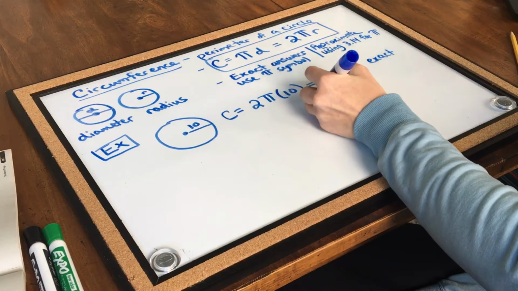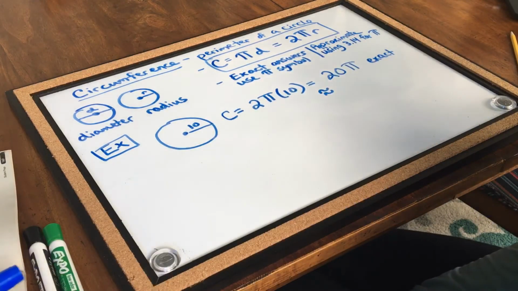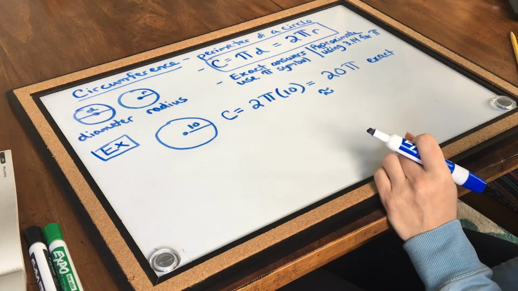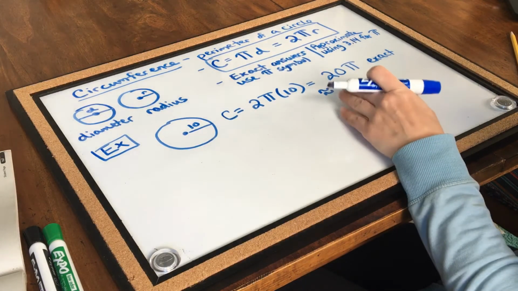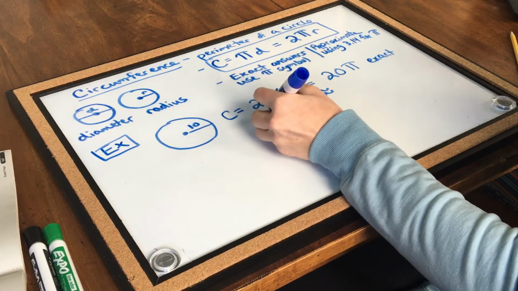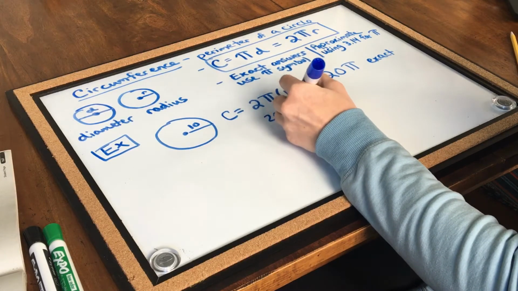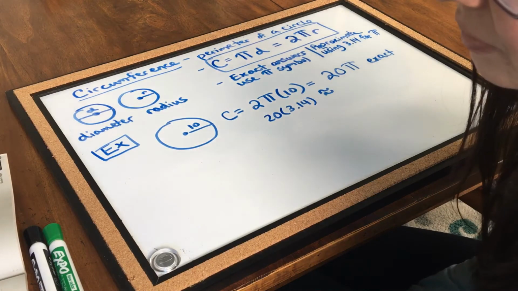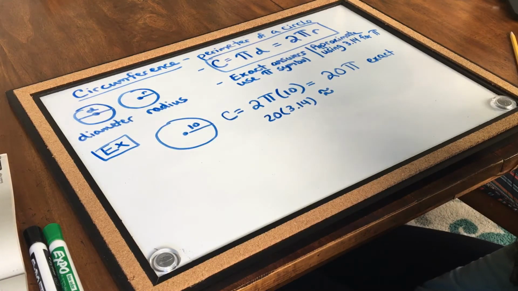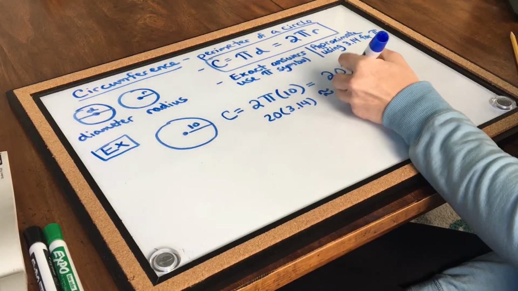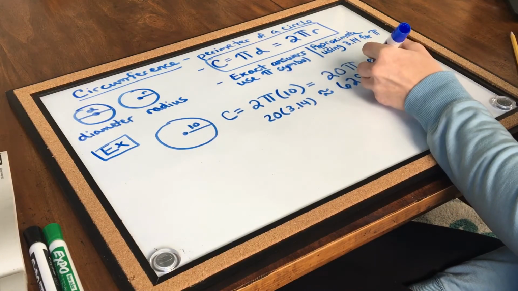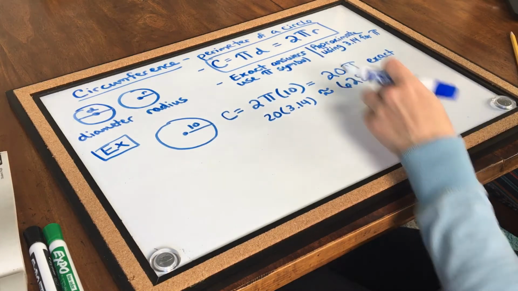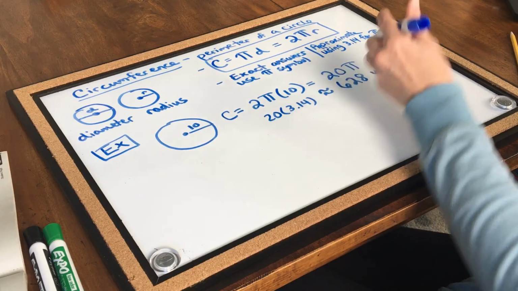If I want to do my approximate answer, what I would do instead would be, I would multiply this by 3.14. So for my approximate answer, I'm going to take my 20 and I'm going to multiply it by 3.14. Sometimes it's good to have an approximate answer. If I multiply this by 3.14, I get approximately 62.8 units. Okay, so you can use either one. This is our exact answer. This is our approximate answer.